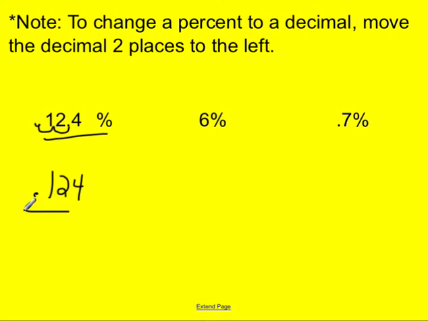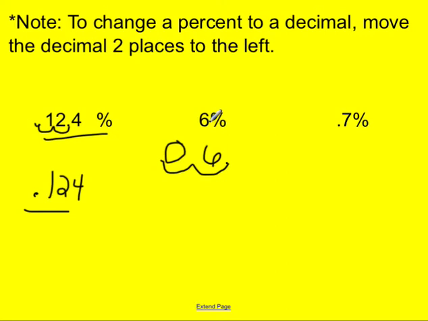So the decimal we would use to represent 12.4% is 0.124. Now if you're looking at 6%, there's no decimal point, but the decimal point follows after the 6. So we need to move it over 2 places. So that's going to become 0.06. So if there is no decimal point, it comes right after that number.